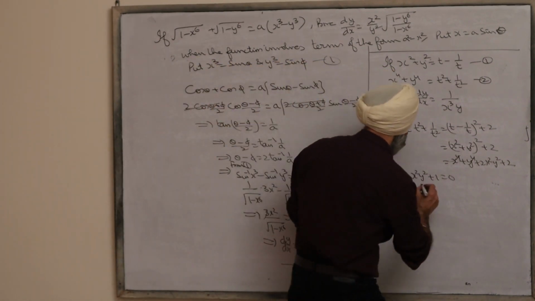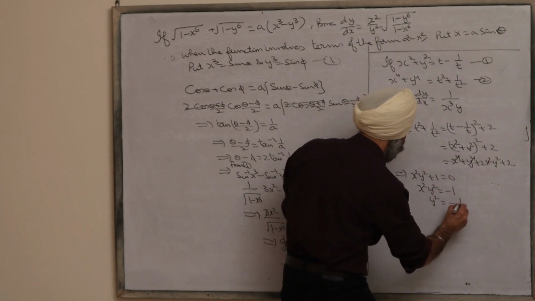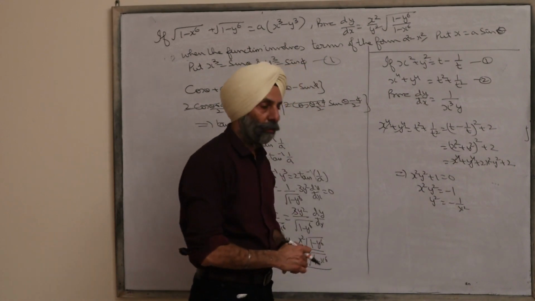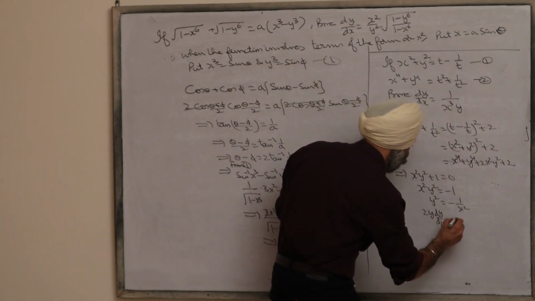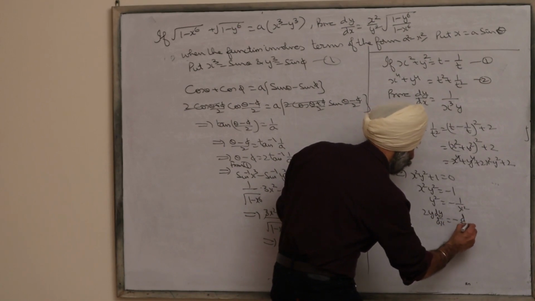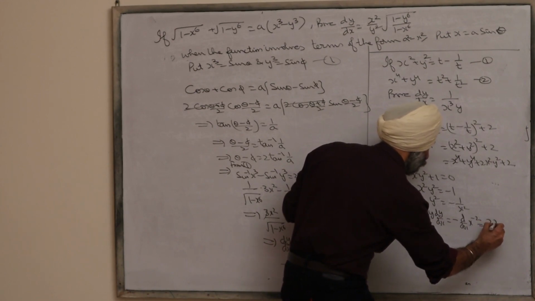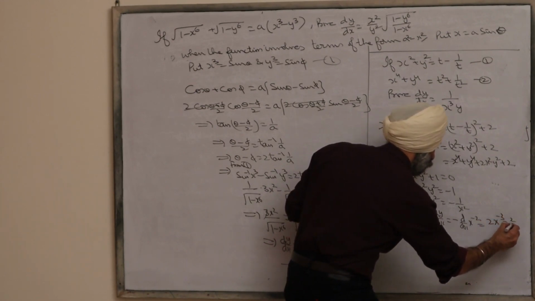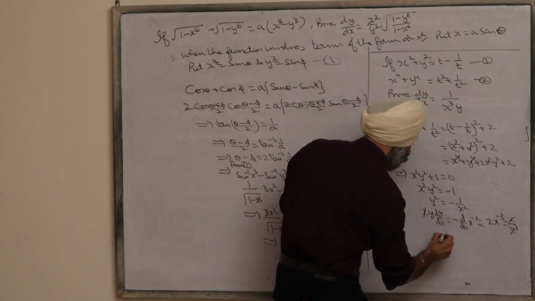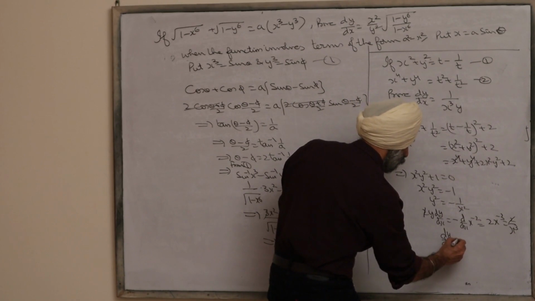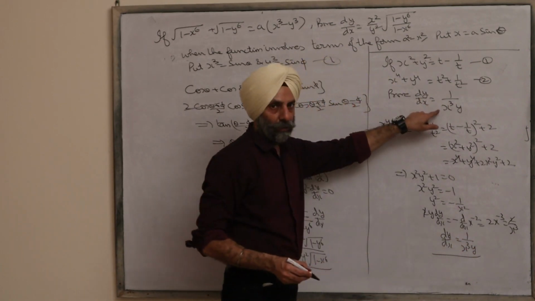Now can I write down x²y² is equal to minus 1, or y² is equal to minus 1 over x²? So 2y dy over dx is equal to minus d over dx of x raised to power minus 2, which is 2 times x raised to power minus 3, which is 2 over x³. Now this 2 will cancel. So what is dy over dx? It is 1 over x³y here. That is the required proof.